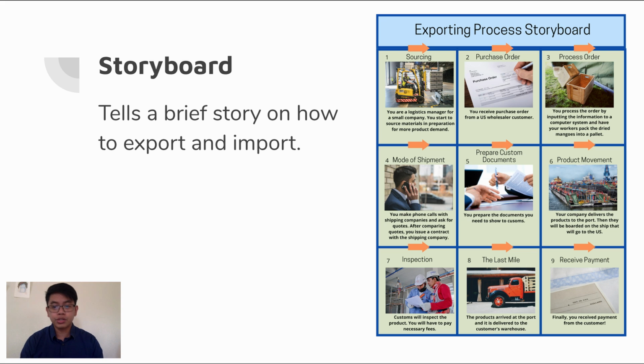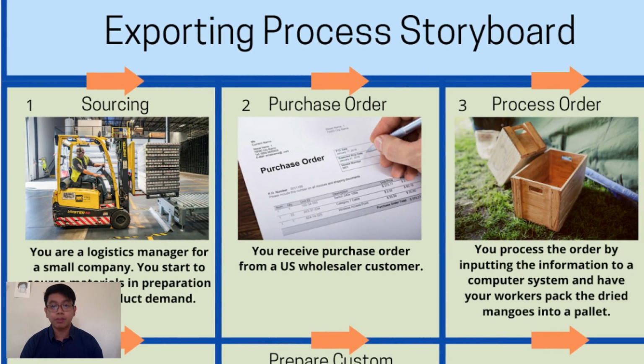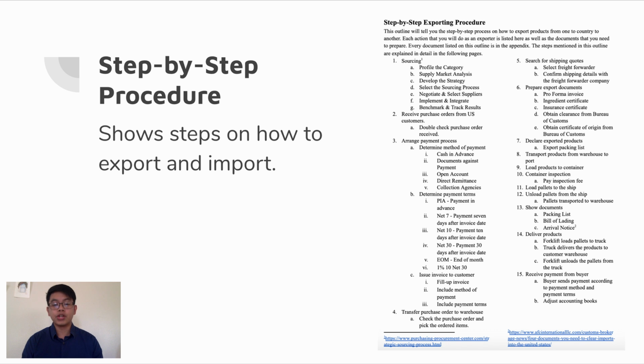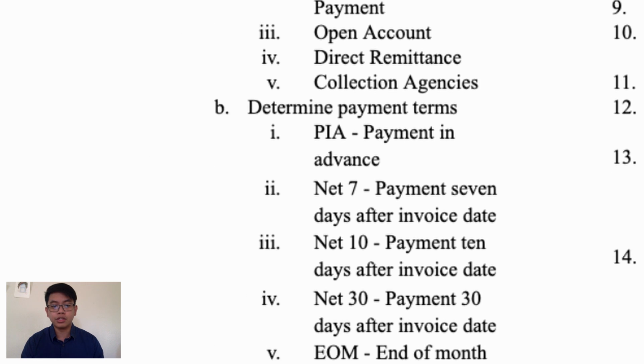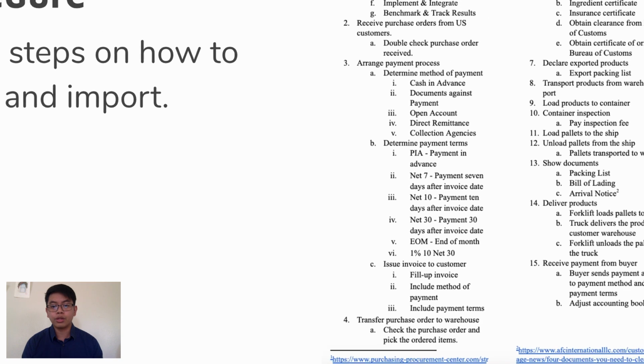Once you get into the exporting and importing section, the first thing that you will find is a storyboard. The one that you see on your screen is the exporting process storyboard. The storyboard shows an overview of what you will be doing as an importer or an exporter. It is marked with numbers, which tell us the chronological sequence of the process. While the storyboard only shows a brief overview, the step-by-step procedure gives you a more detailed explanation. It has every step that an exporter or an importer will need. This page shows a list of actions that you need to do and documents that you need to prepare, and they are explained thoroughly throughout the manual.